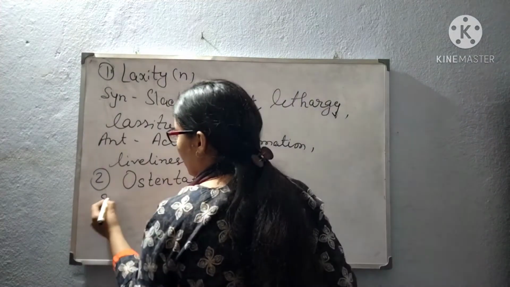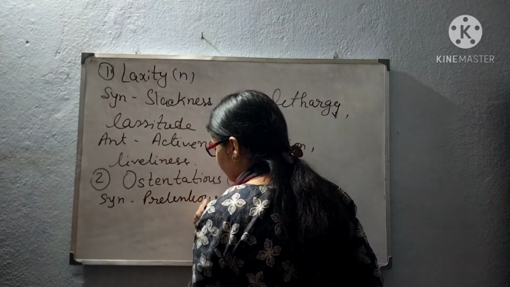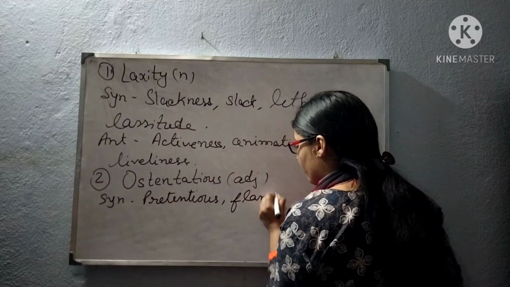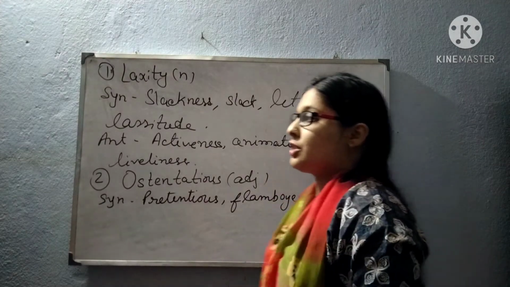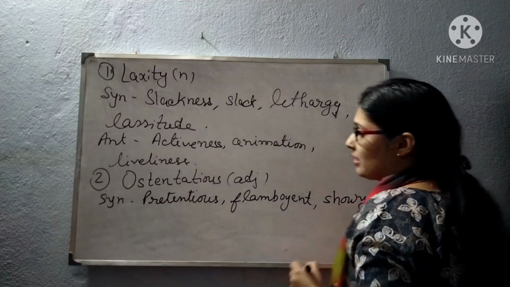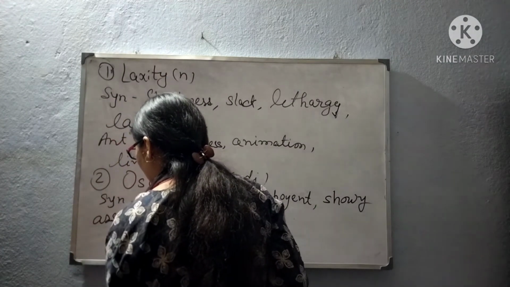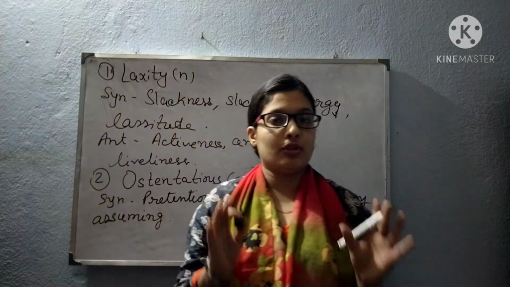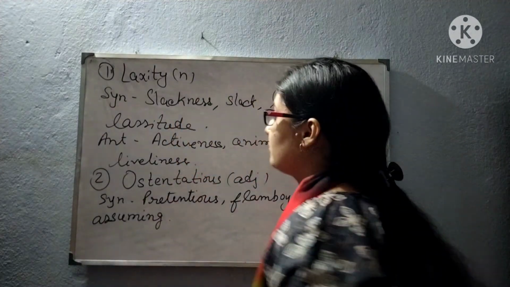Ostentatious, the synonyms are pretentious, flamboyant, showy, say it showy, मतलब बहुत दिखावा करता है, showy and assuming. So these are synonyms. For writing antonyms, I have to clear my board.